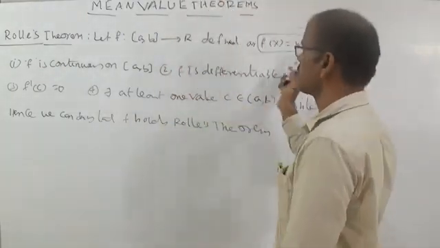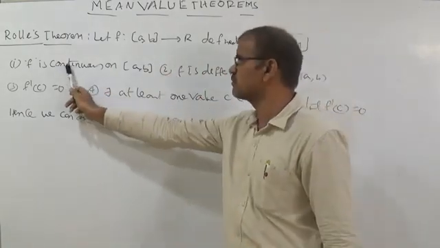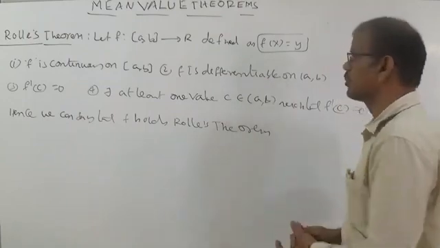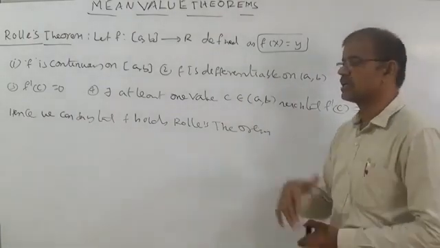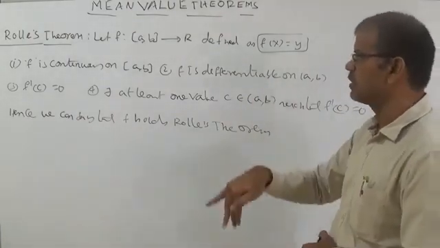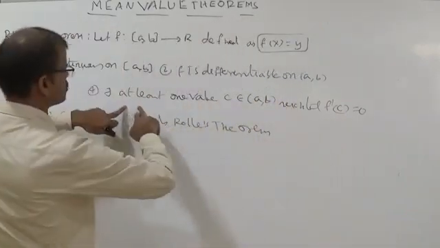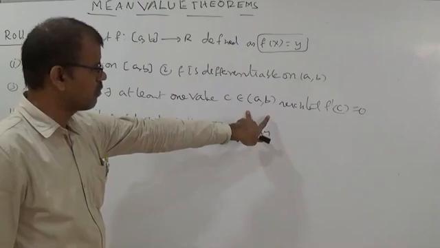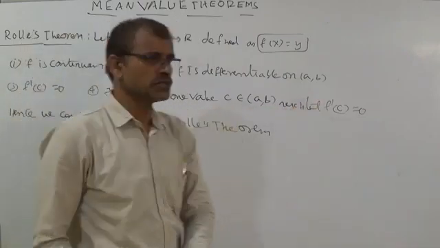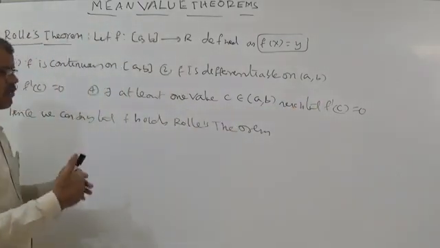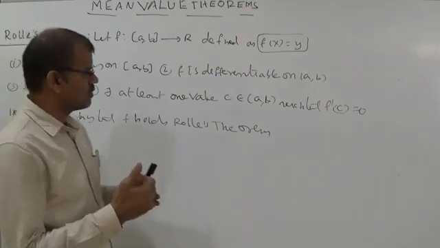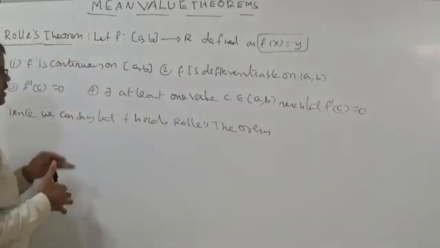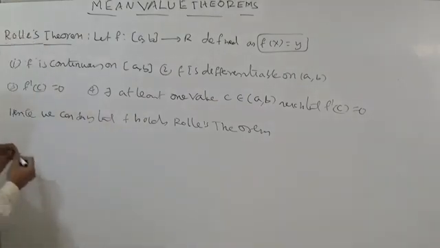The characteristics of the function should be like this: f is continuous on closed interval a comma b, and f is differentiable on open interval a comma b, and f dash c equal to 0. So whenever f dash c is equal to 0, there exists at least one value small c belonging to this open interval a comma b such that f dash c equal to 0. So whether the value exists between a comma b, we should verify f dash equal to 0. Hence we can say that f holds Rolle's theorem.